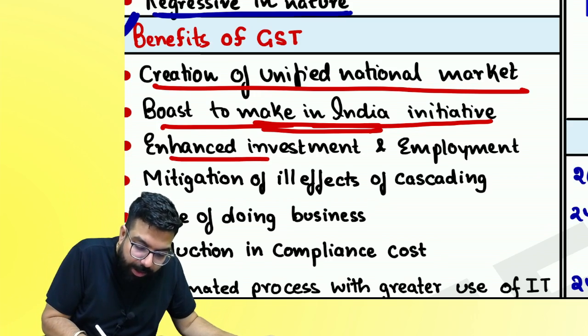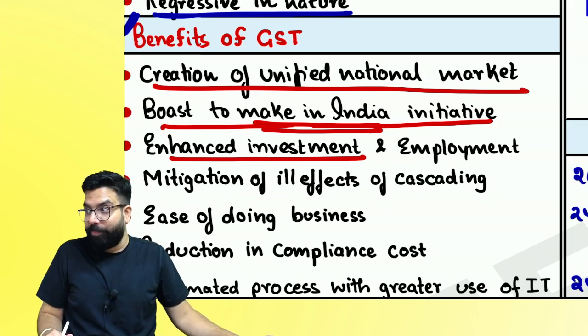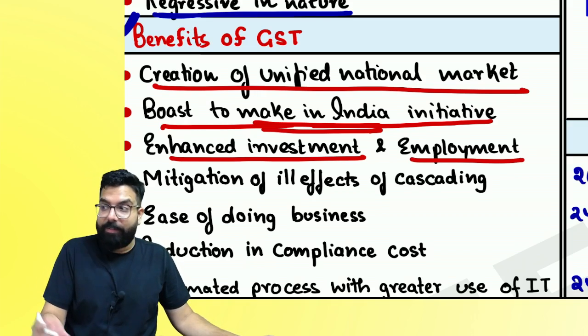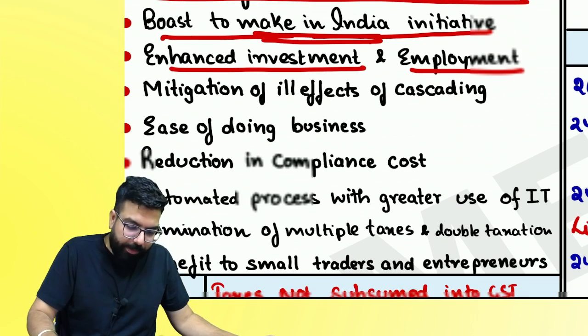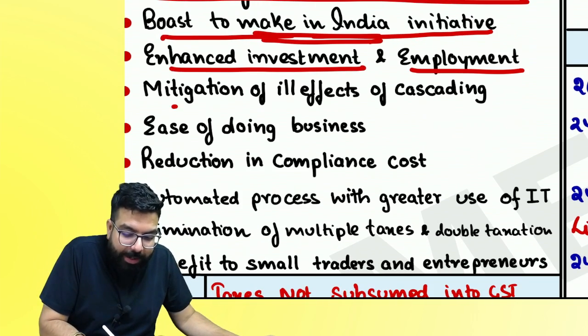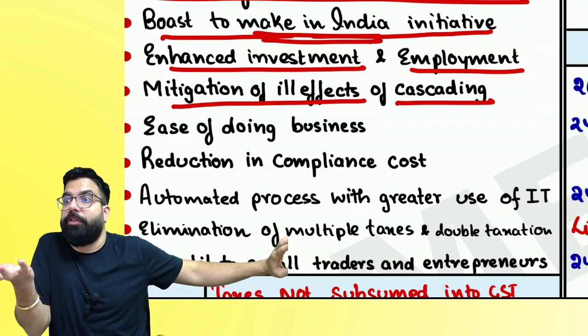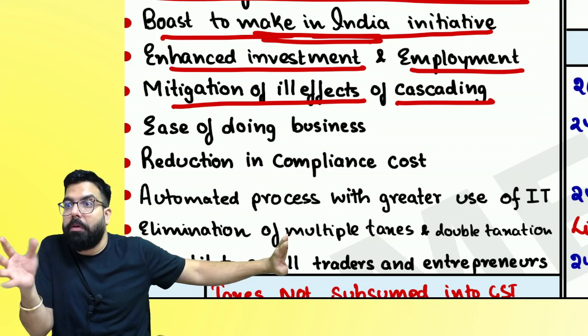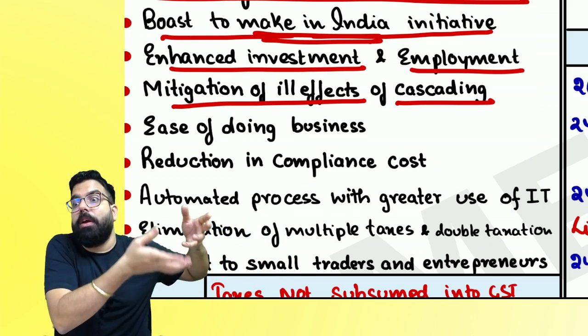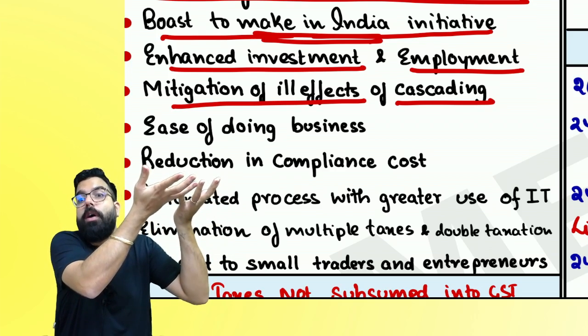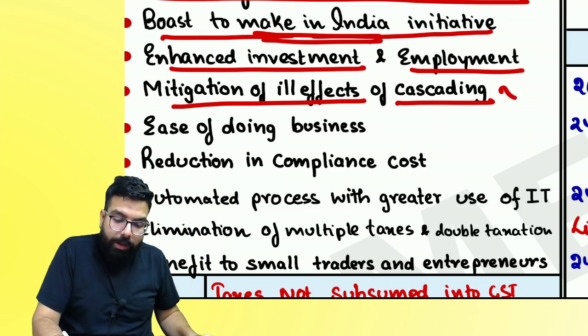Next. Enhanced investment. Apple will invest in India. When Apple invests in India, employment will also go up. Can I go ahead, everyone? Mitigation of ill effect of cascading. Earlier, you bought and paid excise duty. Excise duty, no credit. Cascading effect. Cost of item has gone up. Now what will happen? Cascading is gone.